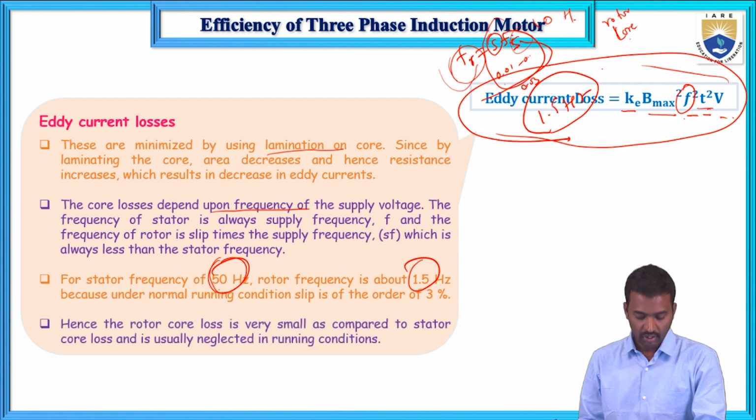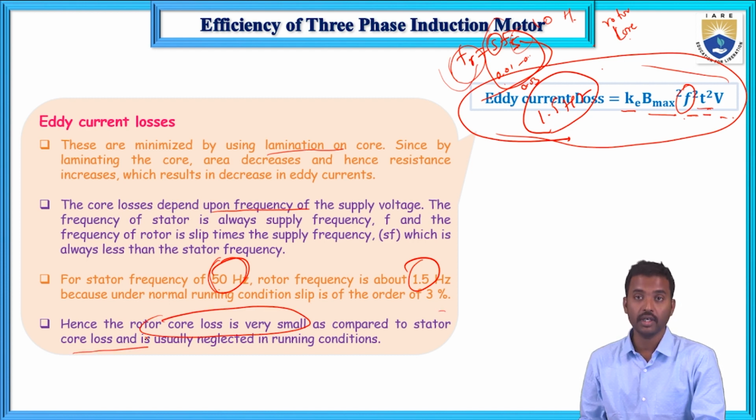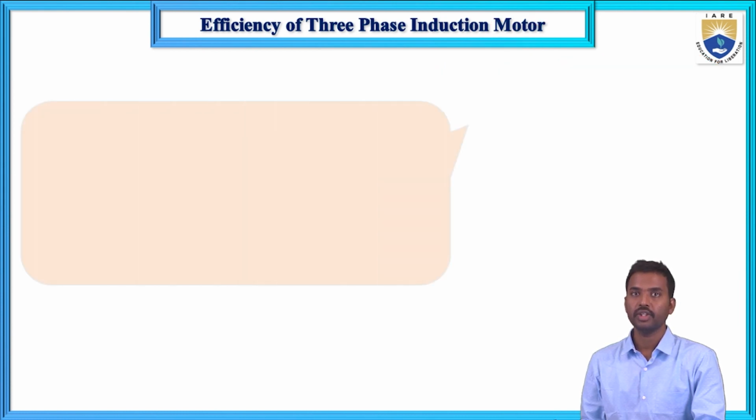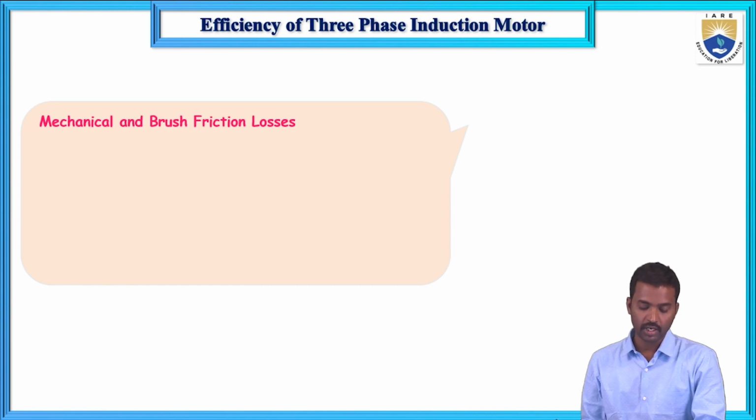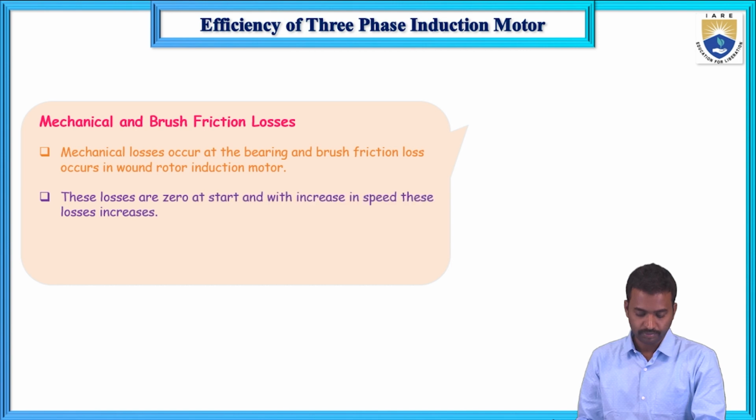Rotor core losses are very small as compared to the stator core losses, and you can neglect them under running condition. Next, mechanical losses. Mechanical losses and brush frictional losses also come under the constant losses. These losses occur at the bearings, and brush friction loss occurs in the wound rotor induction motor.